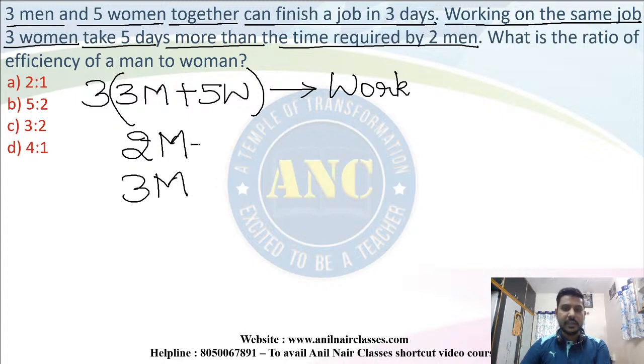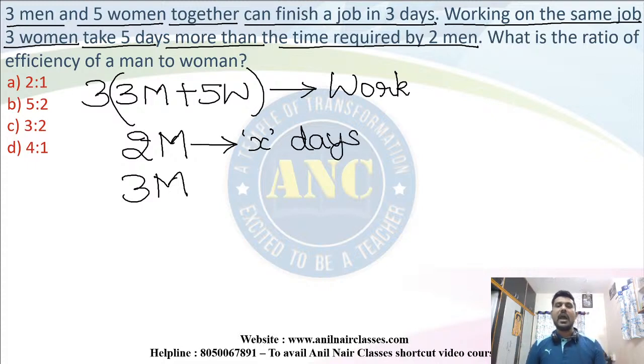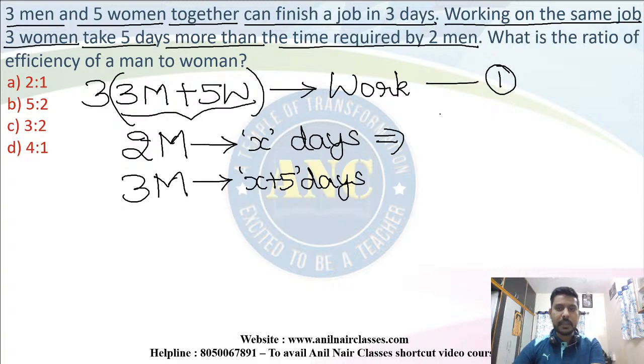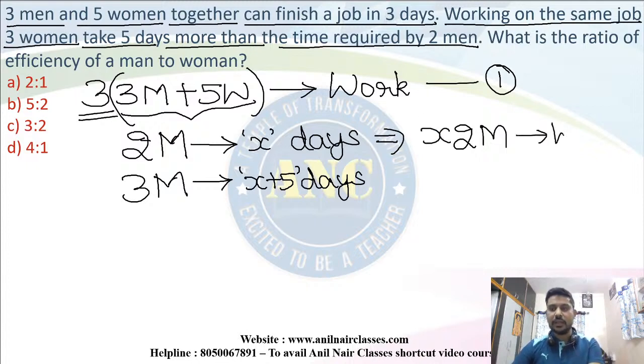Now, suppose these 2 men are taking X days to complete the task. According to the question, 3 women will take 5 days more than the time taken by 2 men. So if 2 men are taking X days, then 3 women will take 5 days more than X, so it is X plus 5. Now if I use the same logic whatever I wrote here, suppose I call it equation 1, so can I say that this is nothing but the people, which is 2m in this case, and the days they are taking is X days, and this will lead to the completion of the work, right?